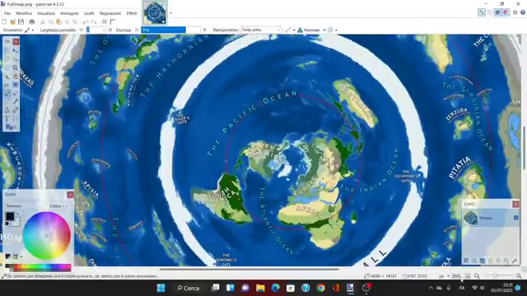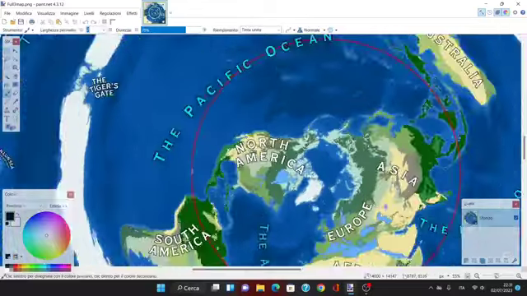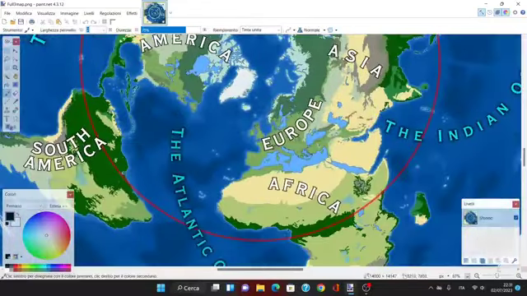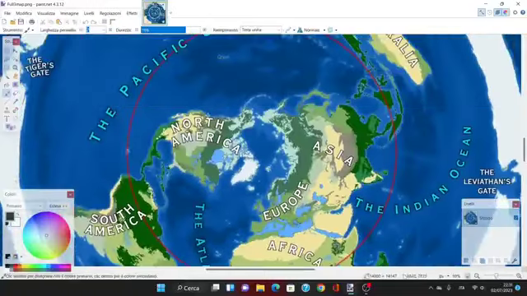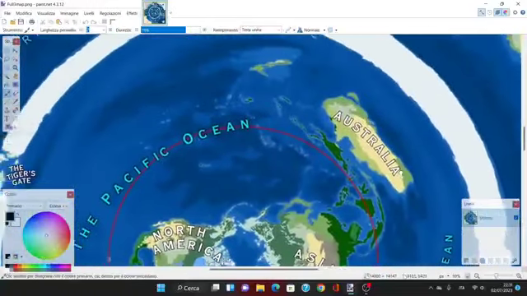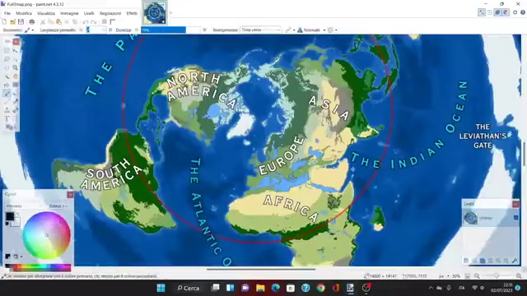First of all, let's start with the things we all know about. Earth, alright? The earthly plane inside of the ice walls. Here is Europe, Africa, South America, North America, Asia, Australia, and so on and so forth. These are the continents we already know of.